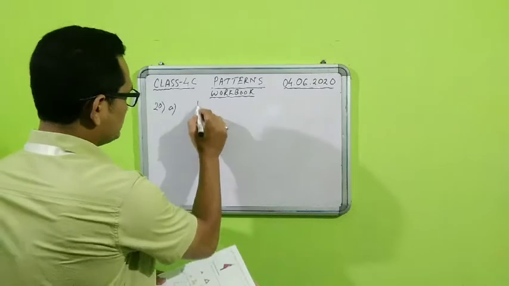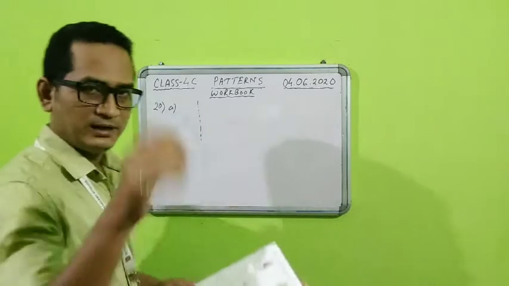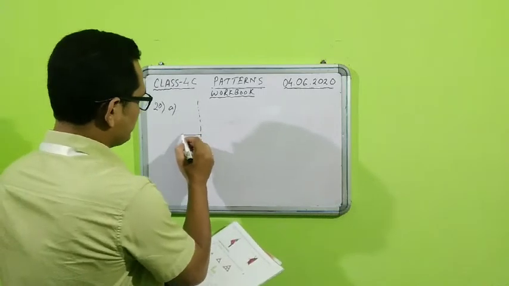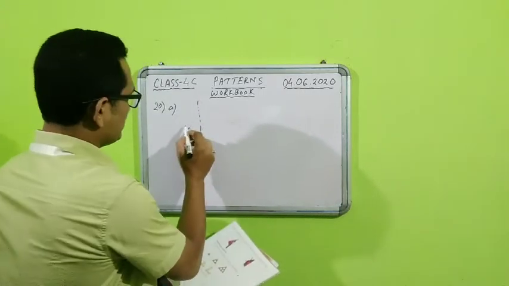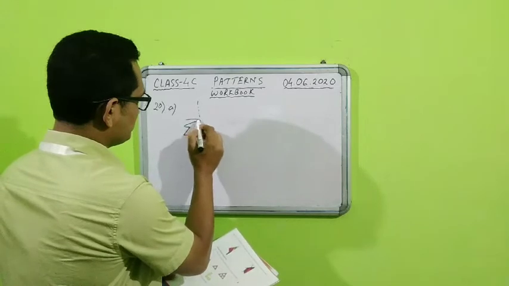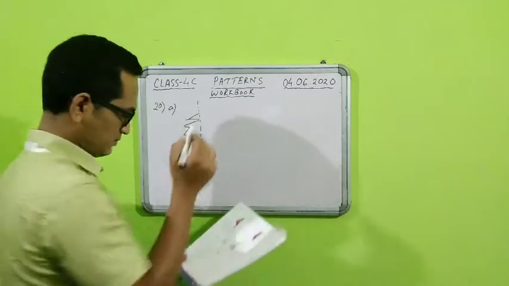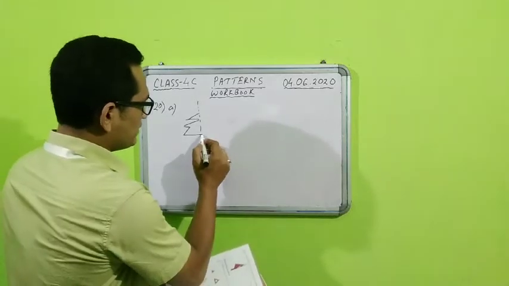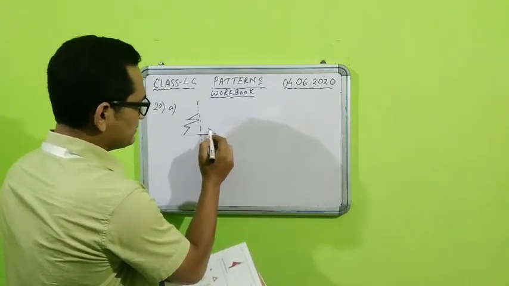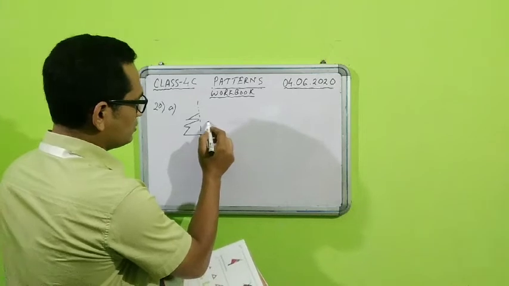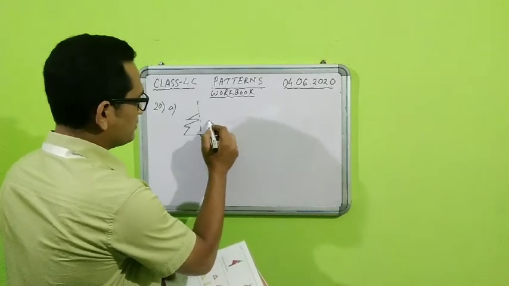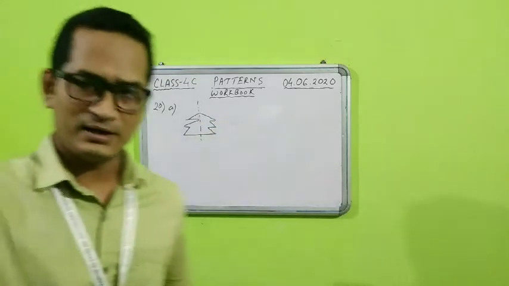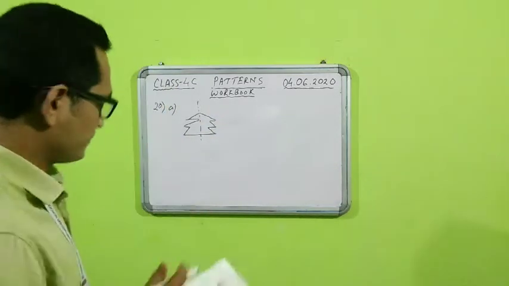So if you say question number 20, part A, the figure has a vertical line of symmetry, and it was given like this. Okay, so if you see how we have to draw the remaining part, we have to draw it like this. I hope you will also be able to do this properly. So this will be the remaining half of the figure.